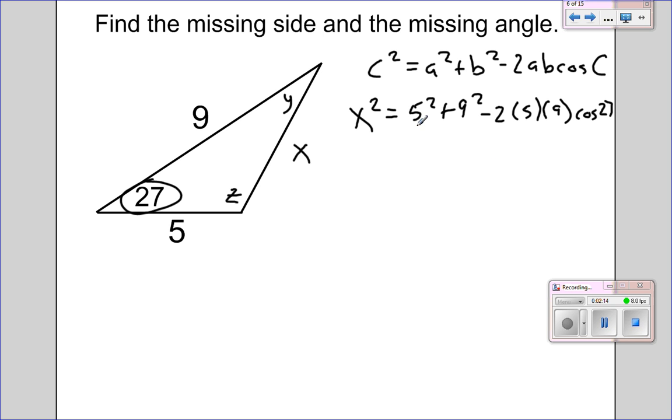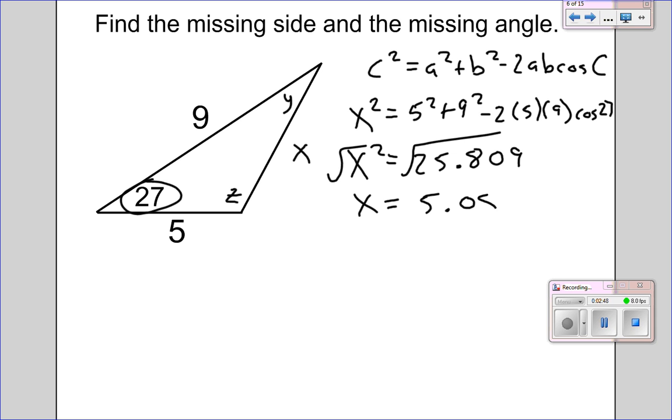Now this right here is just all numbers. There's no variables in this whole part here. So you can actually take that whole thing and type in 5 squared plus 9 squared minus 2 times 5 times 9 cosine of 27 all in your calculator. And when you do that, you get x squared equals 25.809. See, I told you it wasn't as hard as you think. You just type it in your calculator. Now, to get rid of the squared, you take the square root of both sides. So the square root of 25.809 tells you that x equals 5.08. So this side here is 5.08.